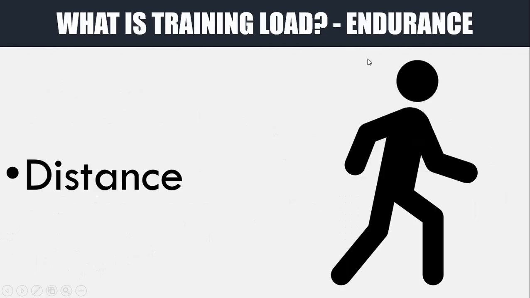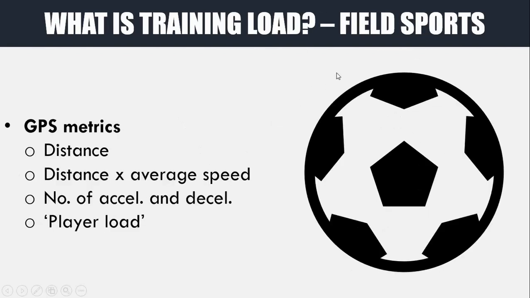For endurance type training, the best measure is probably just going to be distance. And for field sports, we have various metrics we can use from GPS devices. So we could use distance or distance times average speed as a measure of load, the number of accelerations and decelerations, and some GPSs have different metrics such as player load, which may be a combination of some of these other variables. Or we may look at more than one metric to calculate our training load.